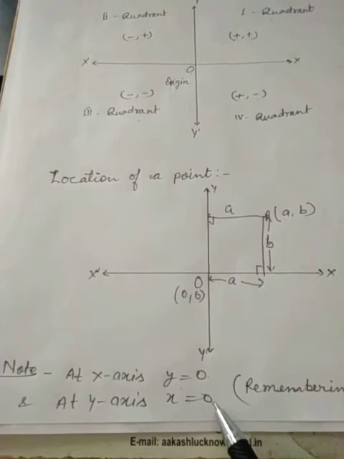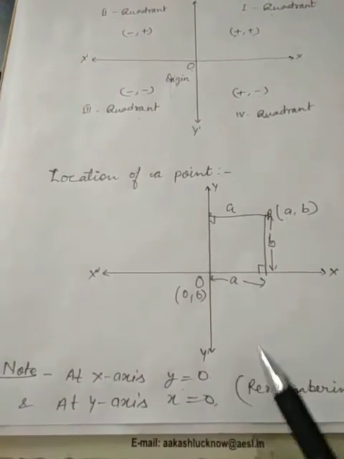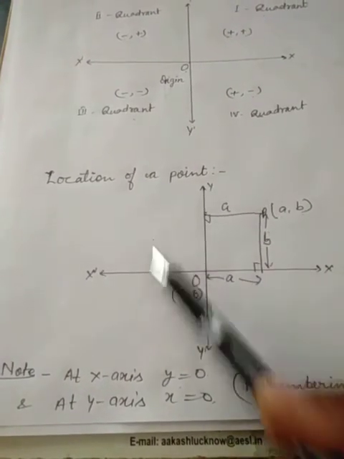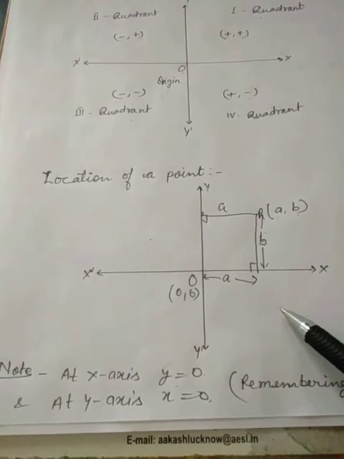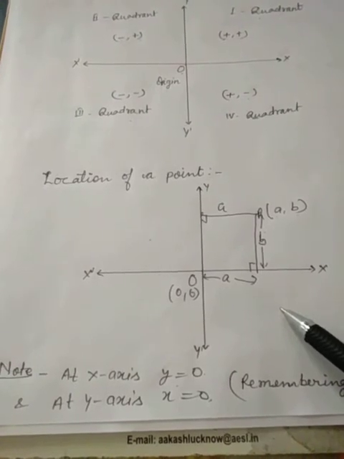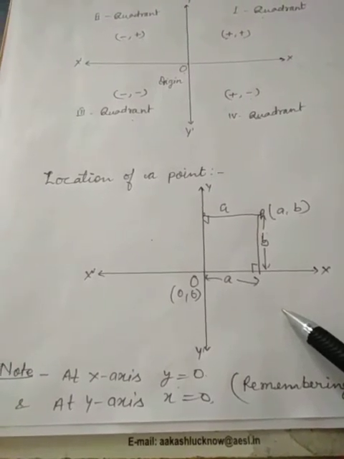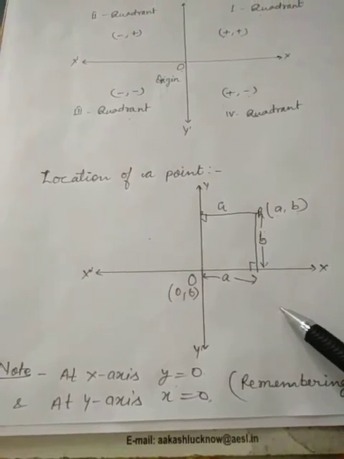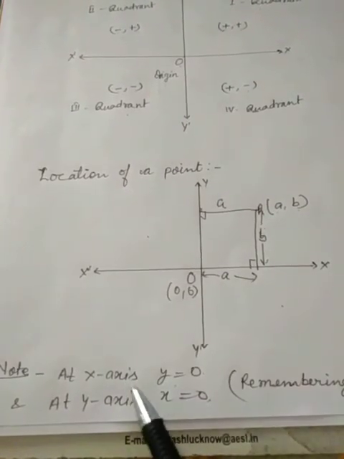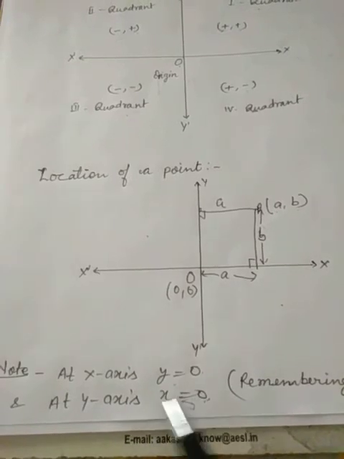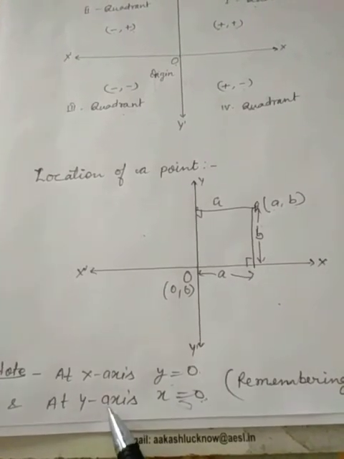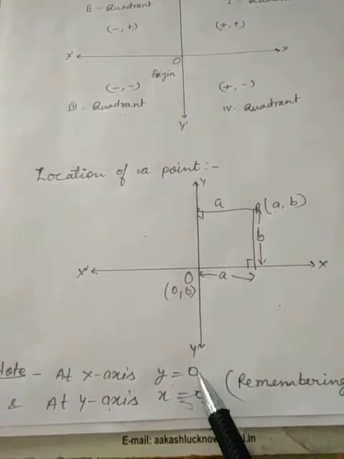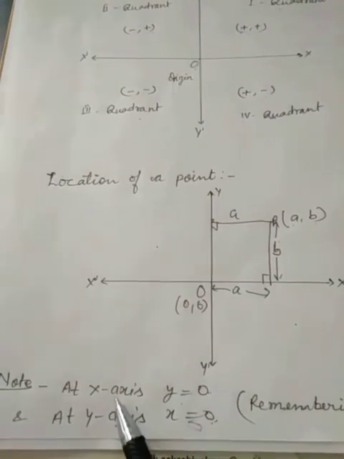Dear students, please remember this point because we know about the first quadrant, second quadrant, third quadrant and fourth quadrant, but some points may be in such a way that the abscissa is coming as 0. If abscissa is 0, it means x is 0, and the point will lie on the y-axis. If the ordinate is coming 0, the point will lie on the x-axis.